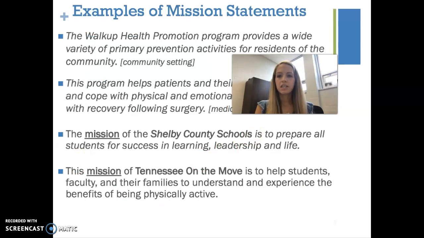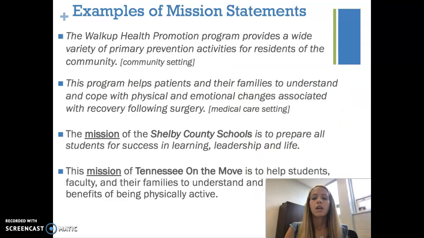So let's look at some examples here. Our first one, the Walk-Up Health Promotion Program, provides a wide variety of primary prevention activities for residents of the community. Pretty simple, right? So you know that this program is going to give you prevention activities for residents in a community. Okay, it doesn't give you too many specifics, but it does tell you the title of the program and that it's going to be a community-based health promotion program.